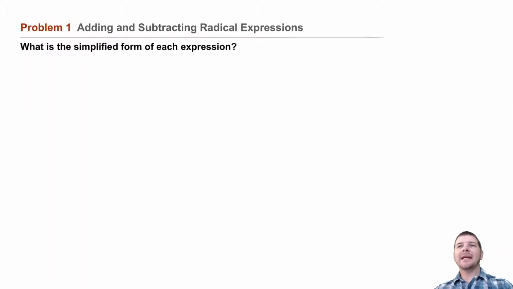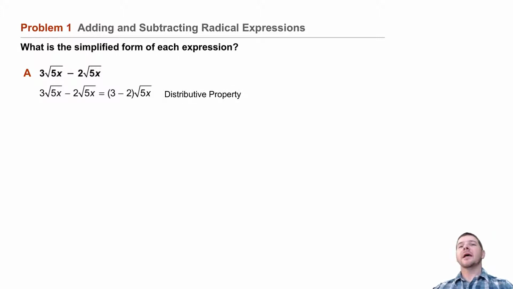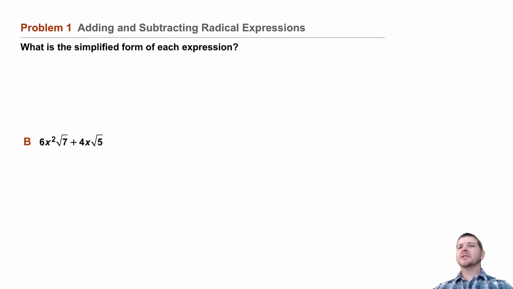Problem 1. Adding and subtracting radical expressions. What is the simplified form of each expression? Part A. 3 times the square root of 5x minus 2 times the square root of 5x. Well, rewrite the expression, and we find that it equals the difference 3 minus 2 times the square root of 5x, using the distributive property. And that simplifies to 1 times the square root of 5x, but in its simplest form, simply the square root of 5x.